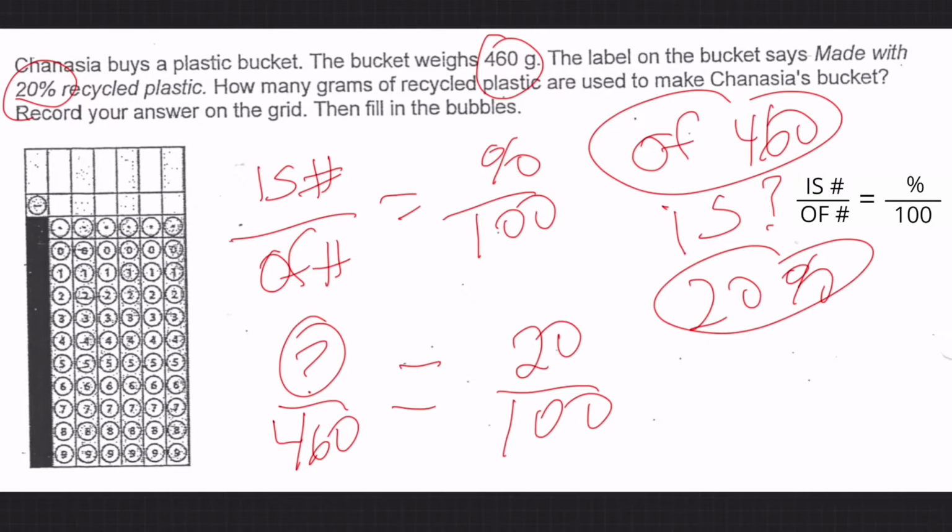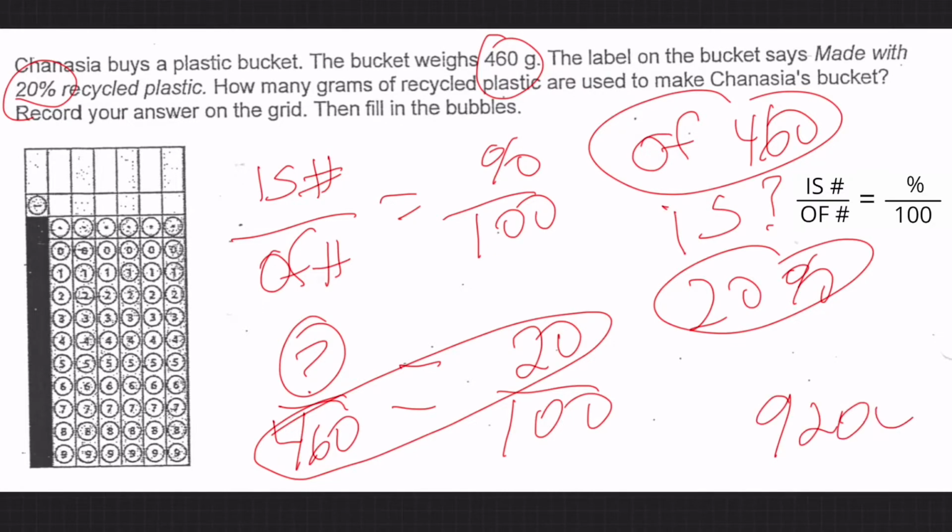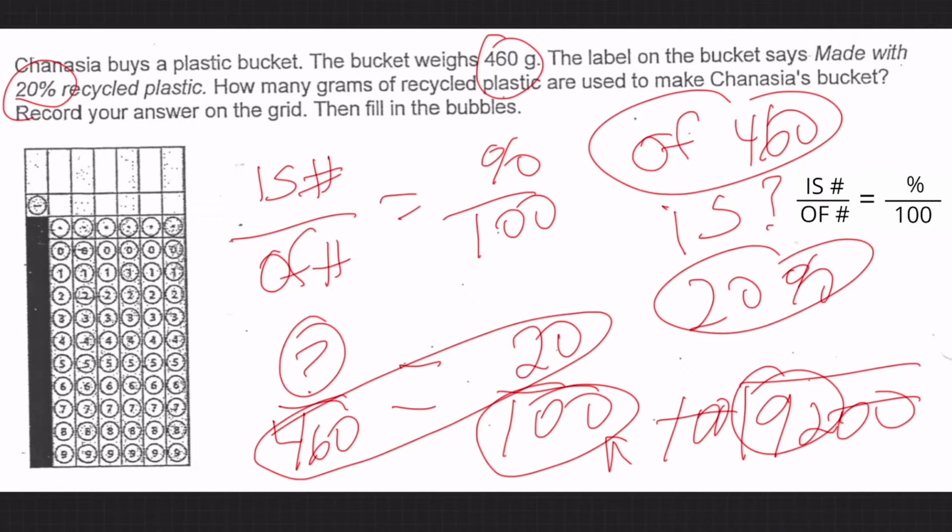Now we can do our math. We can cross multiply right here. 460 times 20, and that's going to give us 9,200. Then we're going to take the 9,200 and divide it by the only number that's left. This is how cross multiplication works. You've always got 3 numbers because you're trying to figure out the fourth, and you're going to wind up with one that you didn't use for cross multiplication. You're going to take your answer and divide it by whatever number's left. And if we divide 9,200 by 100, we're going to wind up with 92. So that should be our answer. 92 grams of this bucket are made from recycled plastic out of the 460 grams in the bucket.